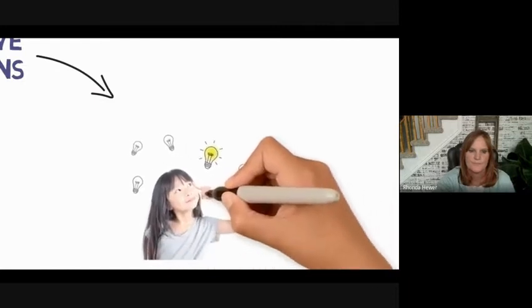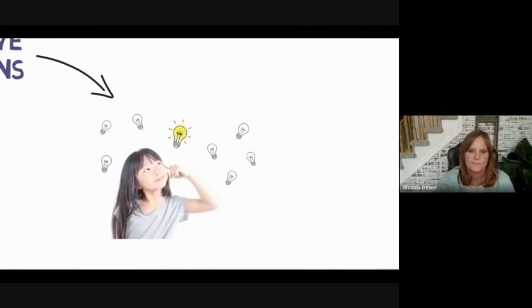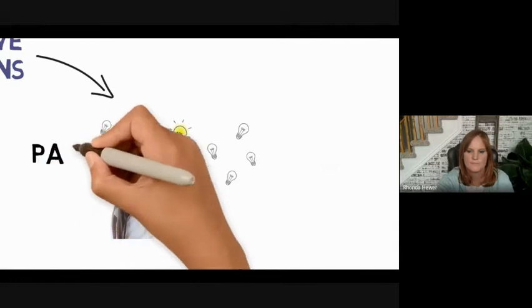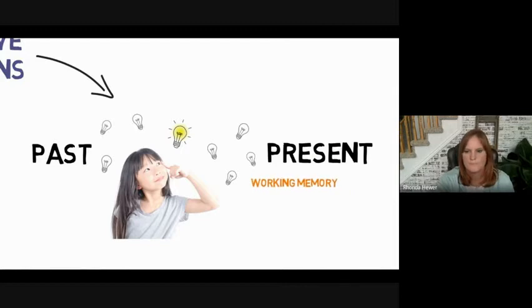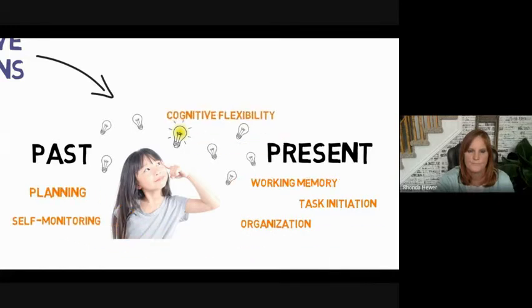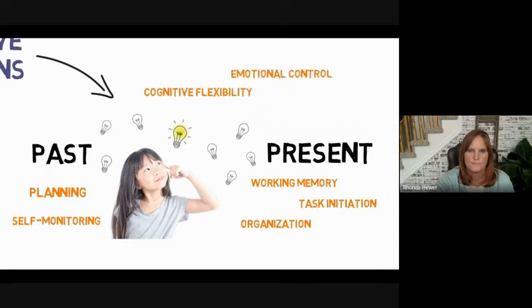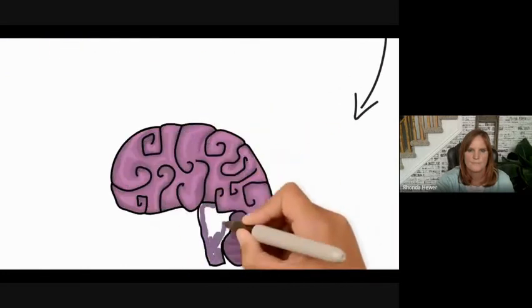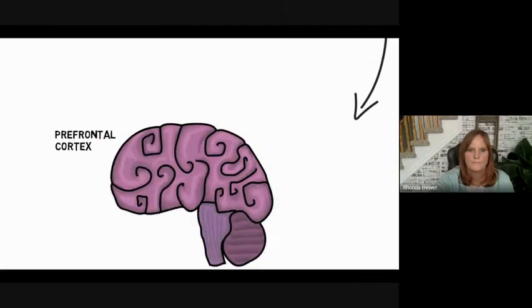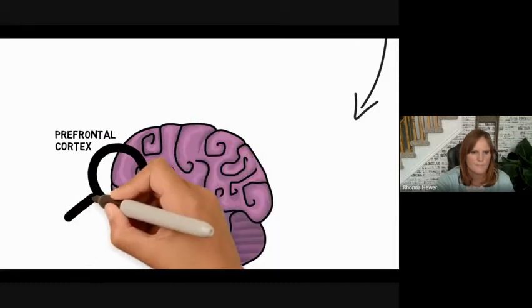Executive functions are the many different cognitive processes that students use to control their behavior and connect past experience to present action. They include skills such as working memory, task initiation, organization, planning, self-monitoring, cognitive flexibility, emotional control, and impulse control, among others. These cognitive processes are housed in the area of the brain called the prefrontal cortex, which is located behind the forehead.